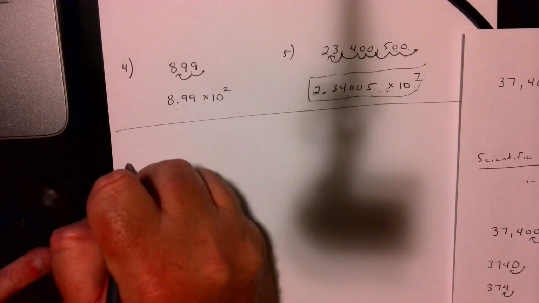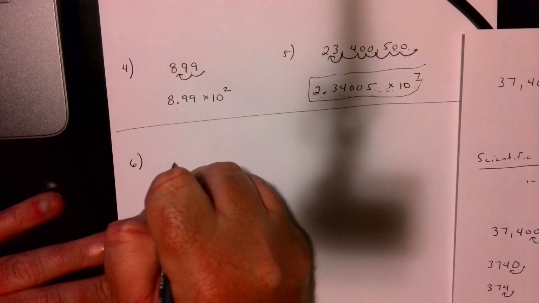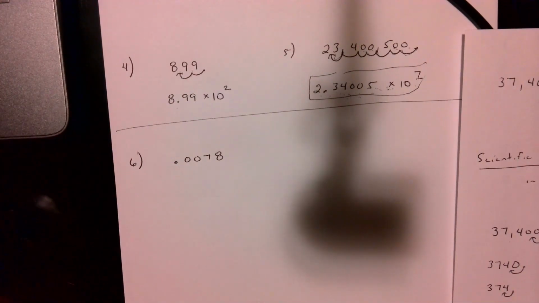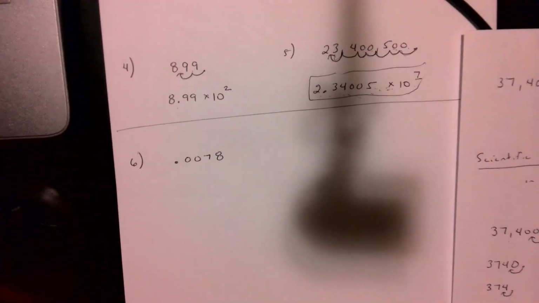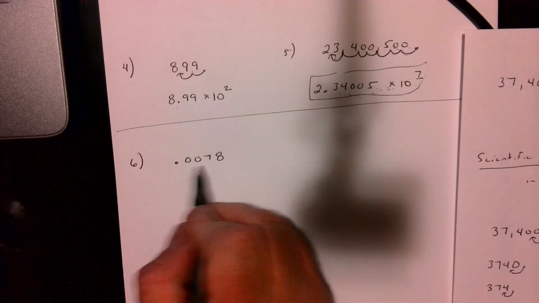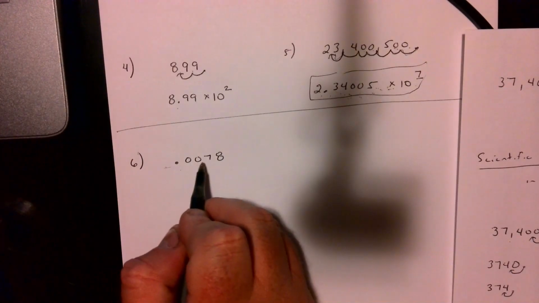Well, what happens if we have something like this? And I give you the number 0.0078. And I want to write this number into scientific notation. Or is it already? Hopefully you said no. Because what's wrong with this? Why is this not in scientific notation? It's too small, right? We said the number had to sit between 1 and 10. Well, I don't even have a whole number out here. It's smaller than 1, right?